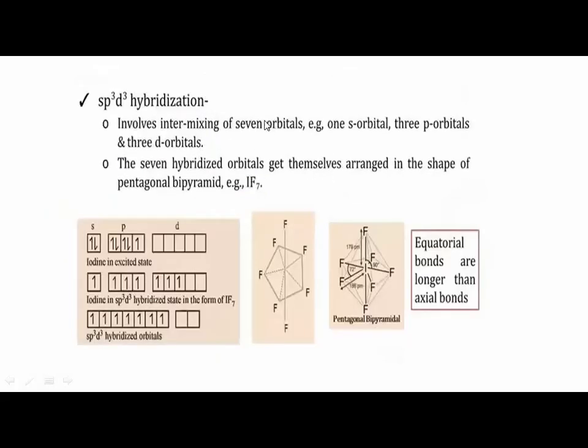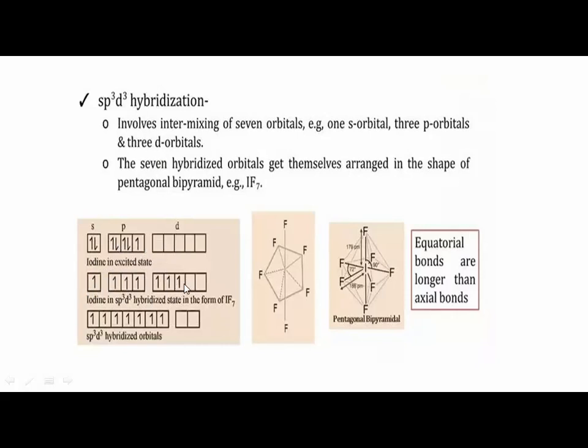Now sp3d3. It involves intermixing of 7 orbitals. See, 3 plus 3, 6, 6 plus 1, 7 orbitals: 1 s, 3 p and 3 d orbitals. You can see here, iodine in IF7 is taken as the example. Iodine in the ground state will have 5s2, 5p5, right? Yes. In the excited state, what will happen? The electrons which are paired will all occupy unpaired positions. See, one electron goes to d, one electron from p goes to d, one electron from p goes to d, so the two electrons which are paired here go into d, and one electron from s also goes into d. So yes, p3, d3. This is the excited state.